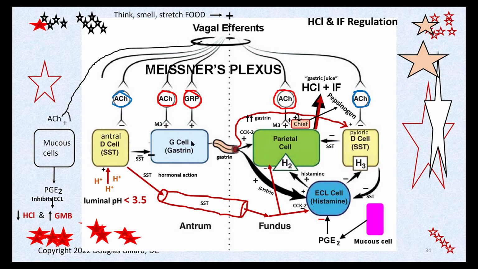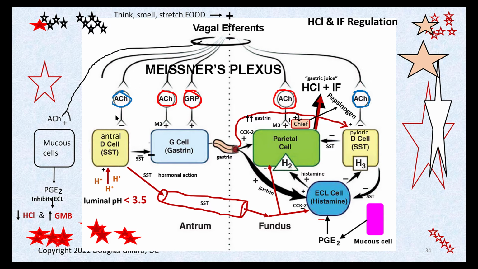There are some inhibitory actions of acetylcholine as well. Oh, there's one more thing. Acetylcholine can also go stimulate a mucous cell, which also helps drive PGE2. This is a late effect. After the acid is really flowing, this helps turn off the acid by the creation of PGE2.